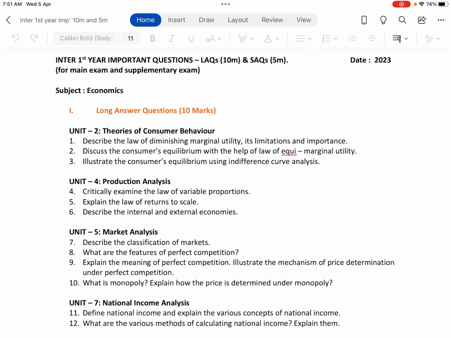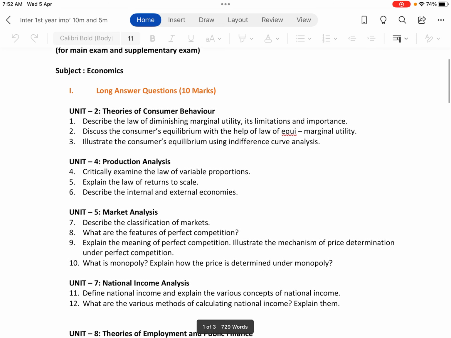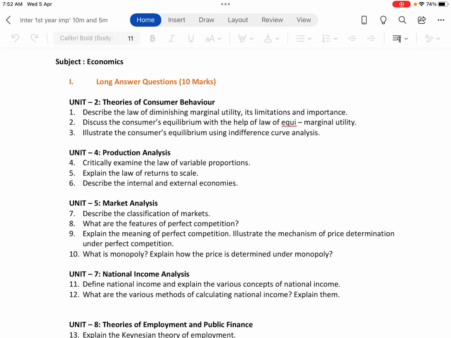Then the second LAQ you can expect from Unit 4, production analysis. Fourth question: critically examine the law of variable proportions. Fifth question: explain the law of returns to scale. And sixth question: describe the internal and external economies. Out of these 3 questions, you can expect one question in the board exam.